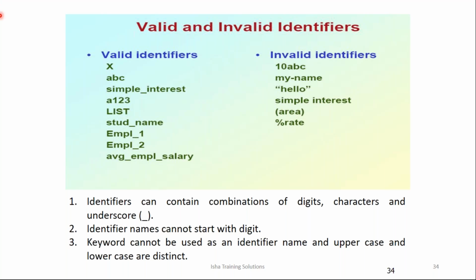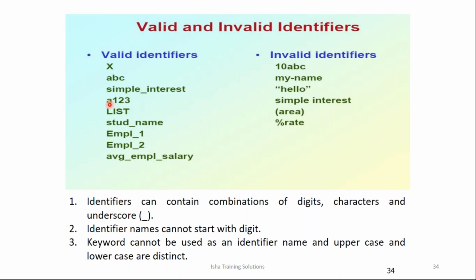A valid identifier could be of a single character. It can be a combination of more than one character. We can write it like this. We can even write it like this. Simple interest, they are two words. Simple and interest are two words, but we are not supposed to give a blank space between the two words. So we are giving the underscore symbol here. You can use a hyphen symbol also. It is not at all a problem. You can use any special character.